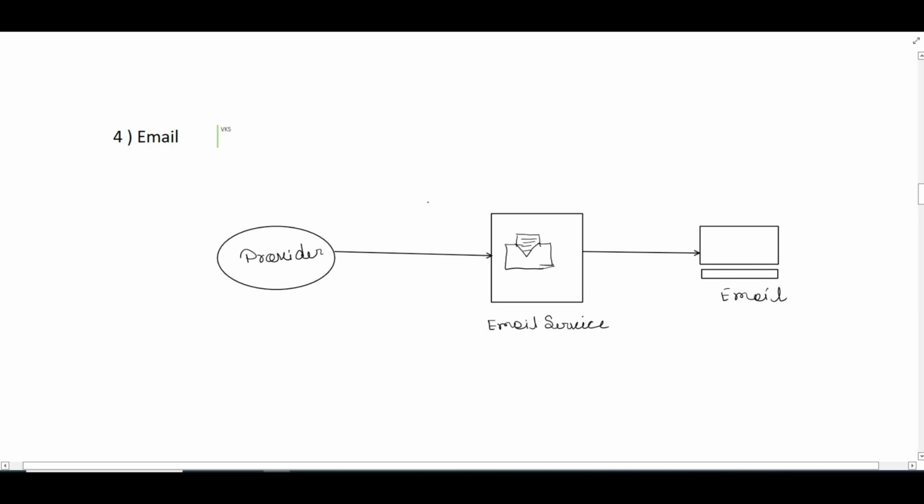So in this also, this is a third-party application, and the provider will send the email to this service, and this email service provider will send the email to that particular user on a desktop or on a mobile. So the mail will be sent via this third-party email service. So these are the four types of notification we can send to the user. And now let's proceed further.